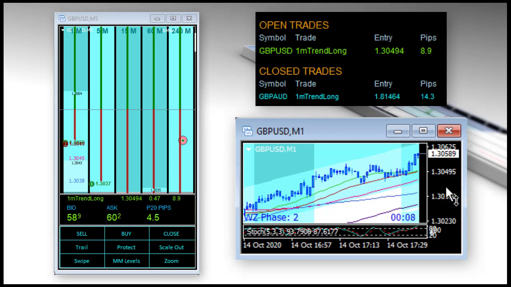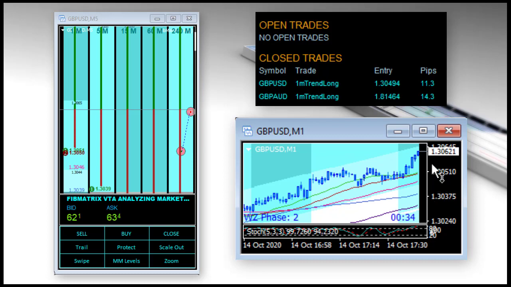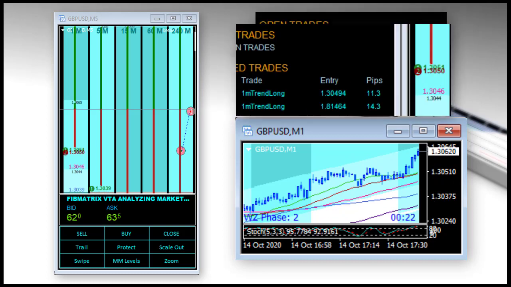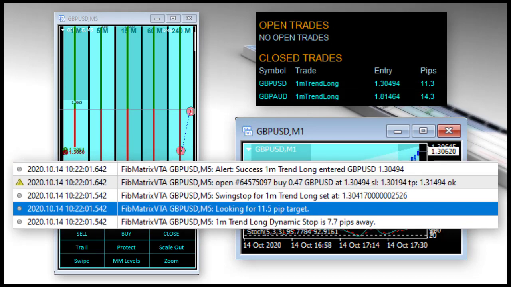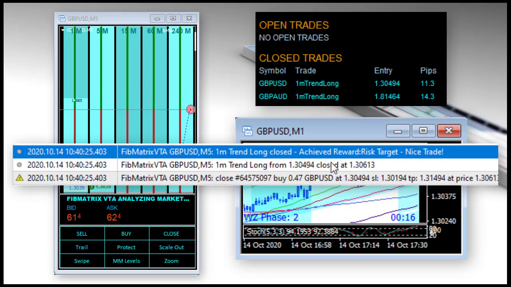All right, here's plus 9. There it is. We're out. So there, it got 11.3, and remember, it was looking for 11.5, so it got it. And then up here's the close. Achieved reward to risk target. Nice trade. Very good.